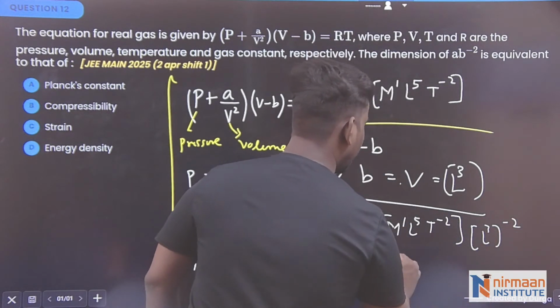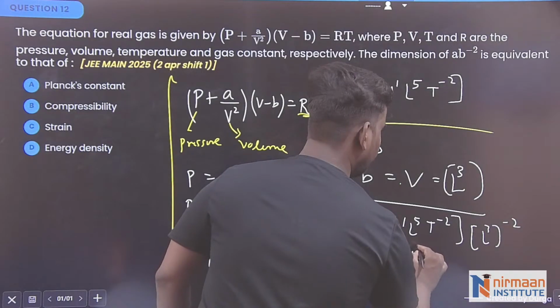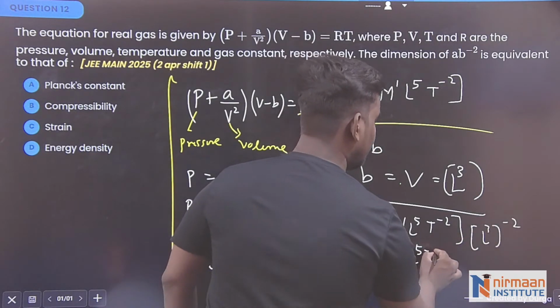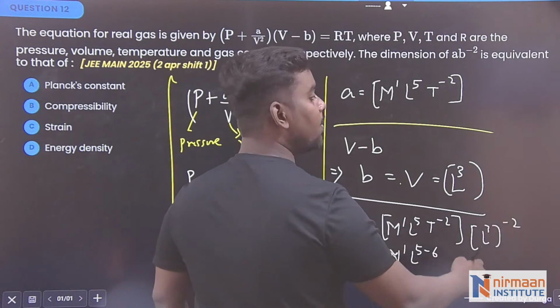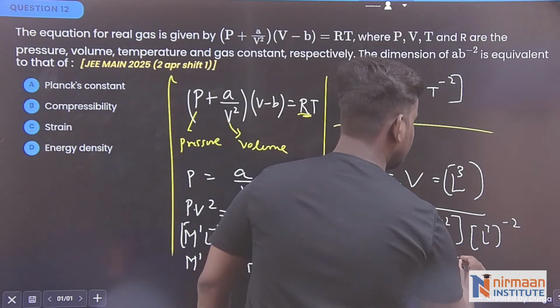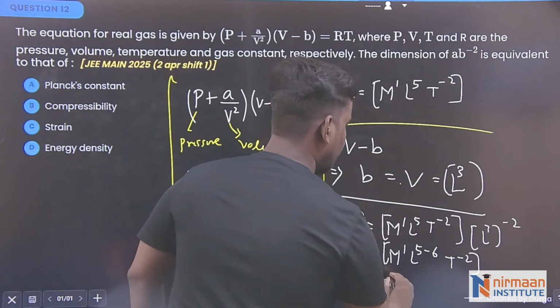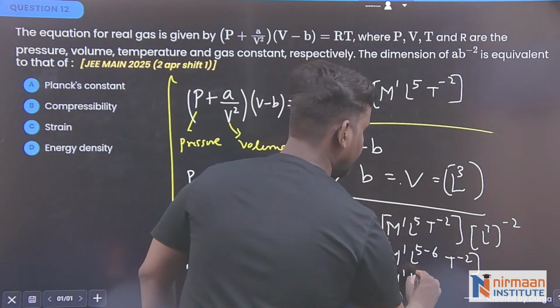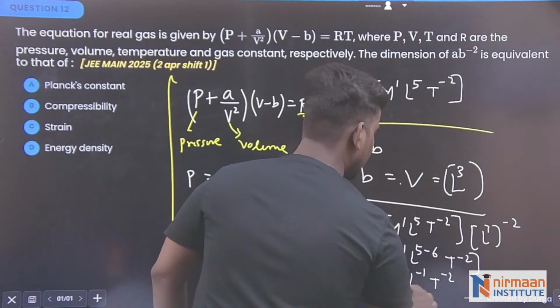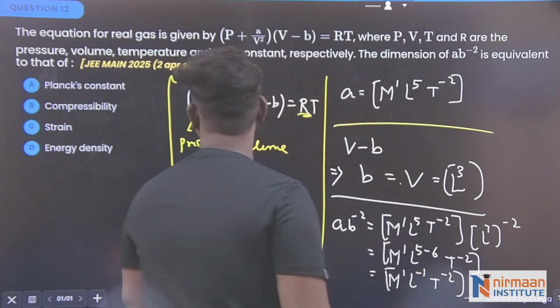If you solve it, M1 L5, it's minus 6, right? That is 3 times minus 2, minus 6 power must be multiplied, T minus 2. So it's M1 L minus 1 T minus 2.